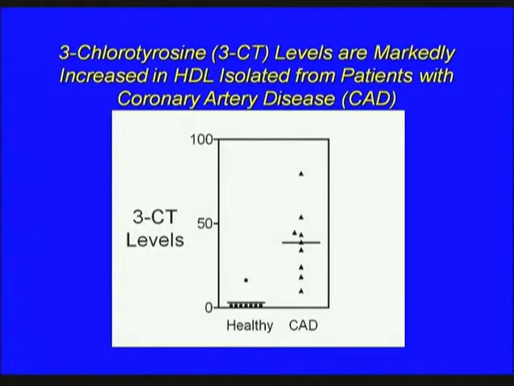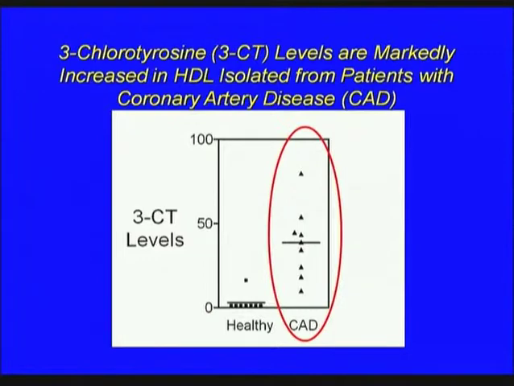So the initial experiment was actually a very simple one. We isolated HDL from the blood of either people with established coronary artery disease, abbreviated CAD, or age and sex matched control subjects, and then we quantified the levels of 3-chlorotyrosine in the HDL using isotope dilution gas chromatography mass spectrometry. And we really got a rather striking result. When we looked at the patients with established heart disease, every single subject had detectable chlorotyrosine in their HDL. In striking contrast, except for one individual, chlorotyrosine was undetectable in the HDL of the subjects who were disease-free.